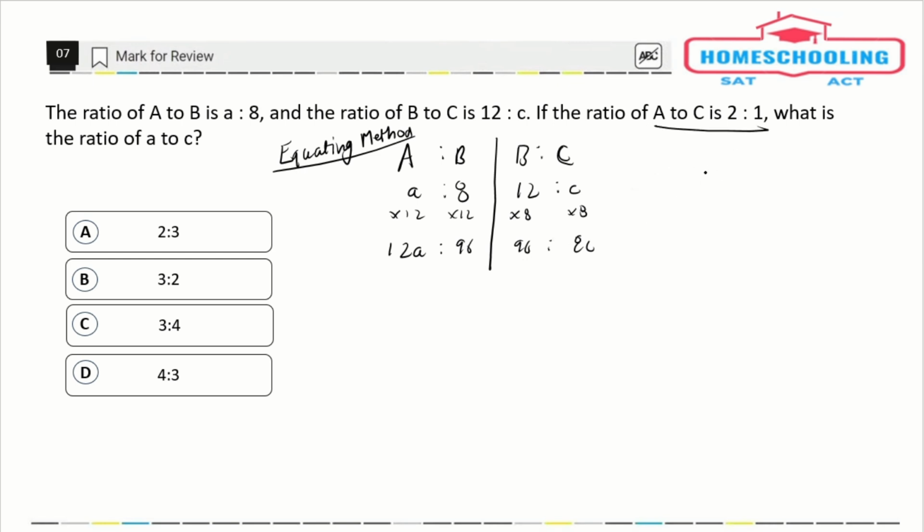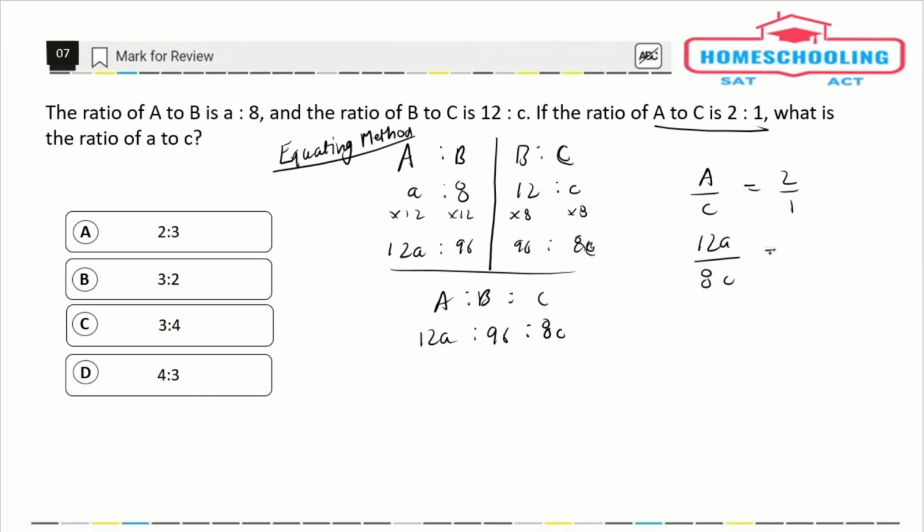So A is to C is 2 is to 1. As we know from here, we can say that A is to B is to C is 12A, 96, and 8C. So we will put the ratios here. A would be 12A, C would be 8C by 1. So we have to find A to C.